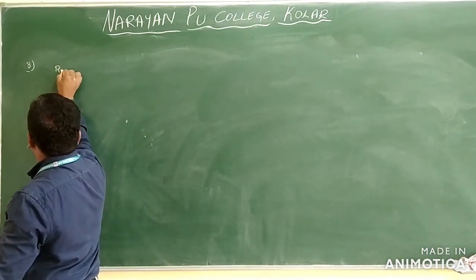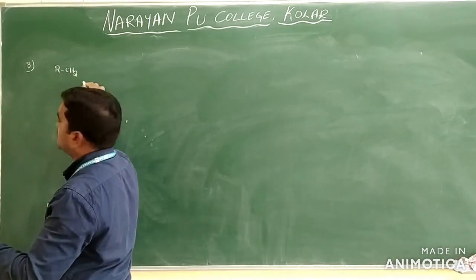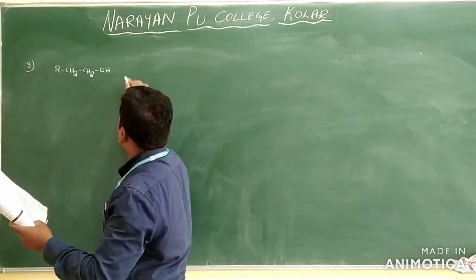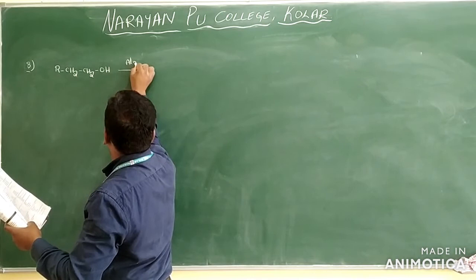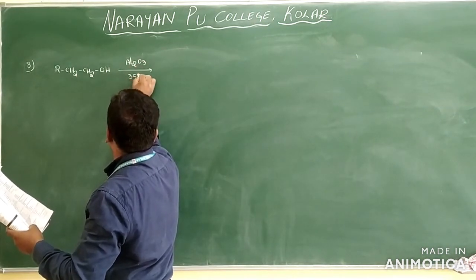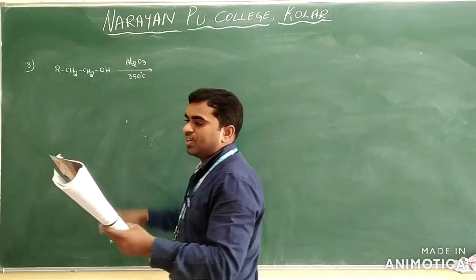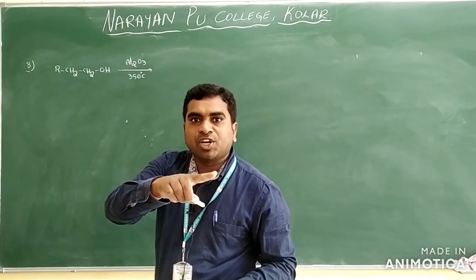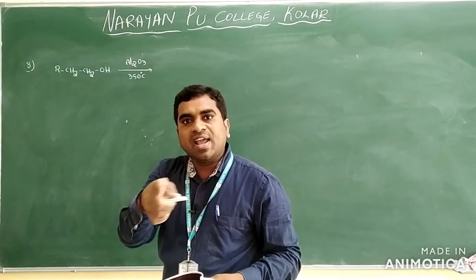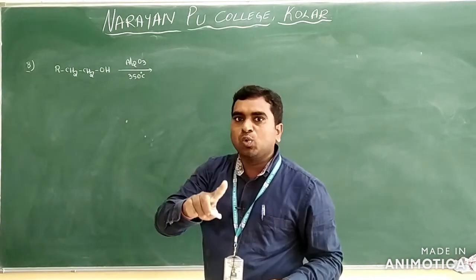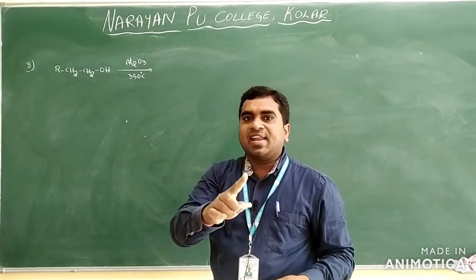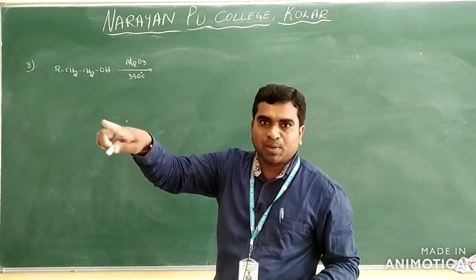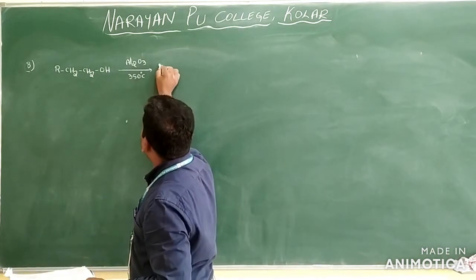Now, the first one given is RCH2CH2OH. Which alcohol is it? Primary alcohol. They have given Al2O3 and 350 degrees centigrade, which we discussed yesterday. With Al2O3 at 350 degrees centigrade, alcohols are converted into alkenes by intramolecular dehydration. With Al2O3 at 240 to 250 degrees centigrade, it is again dehydration, but intermolecular dehydration. Ethers are the product there, and at 350 alkenes are the product.